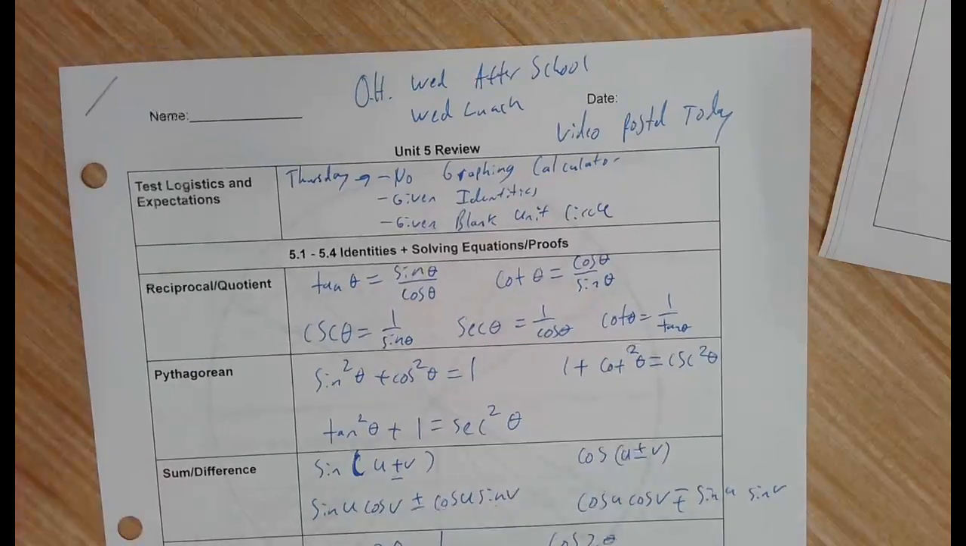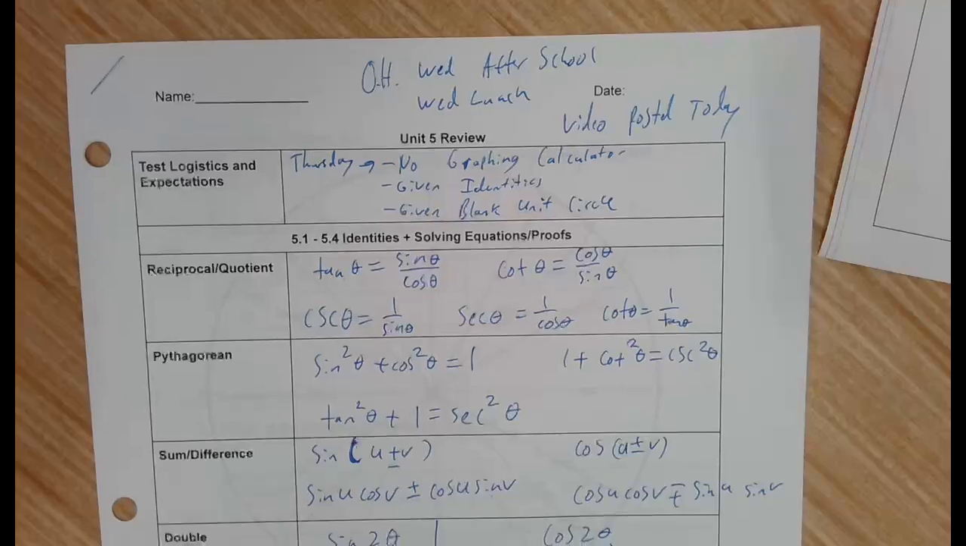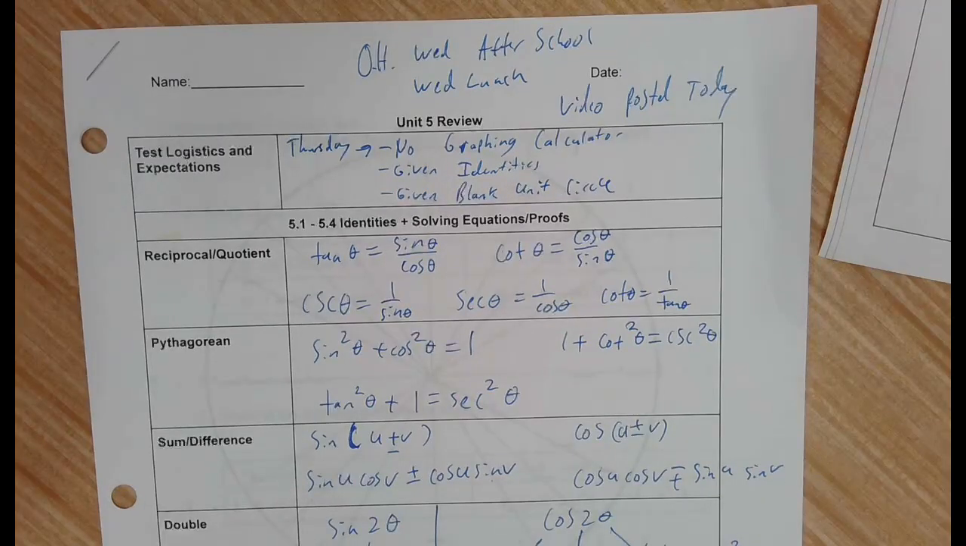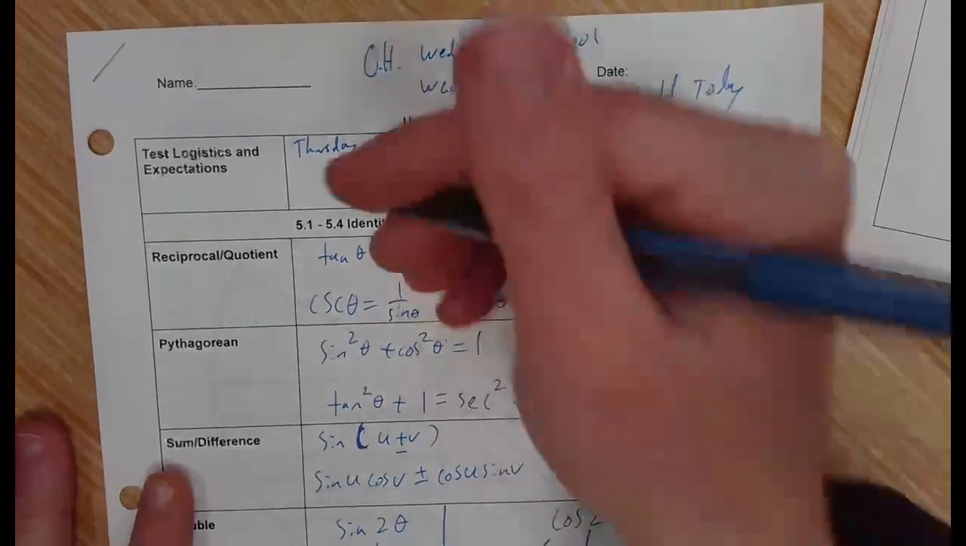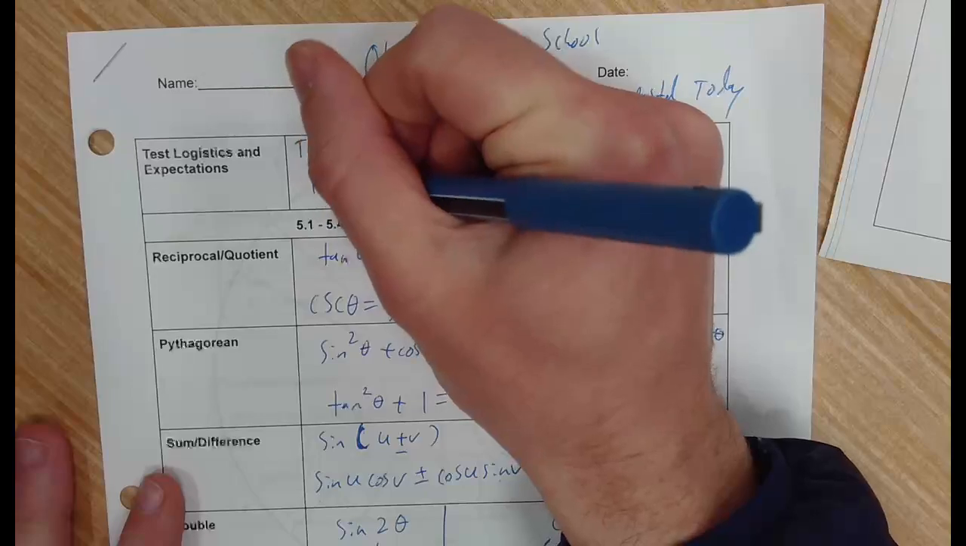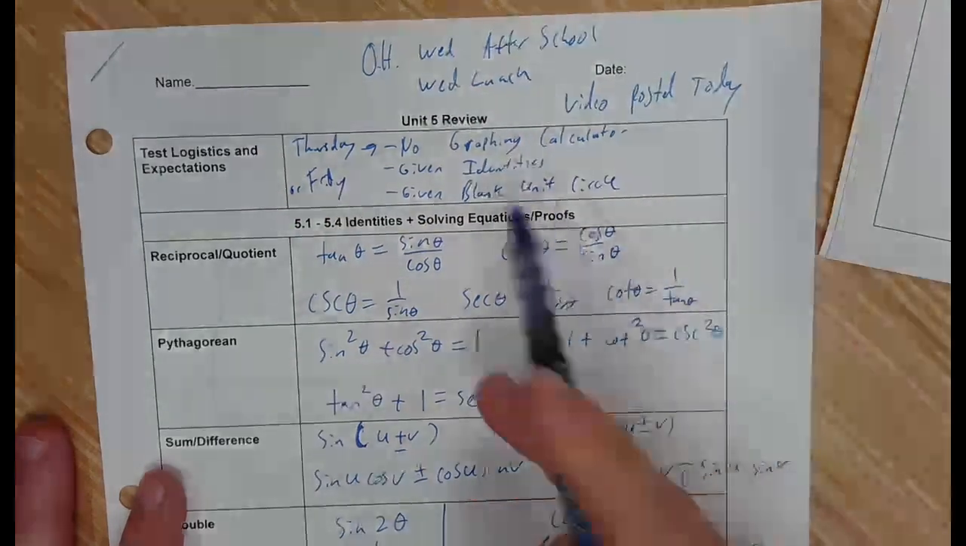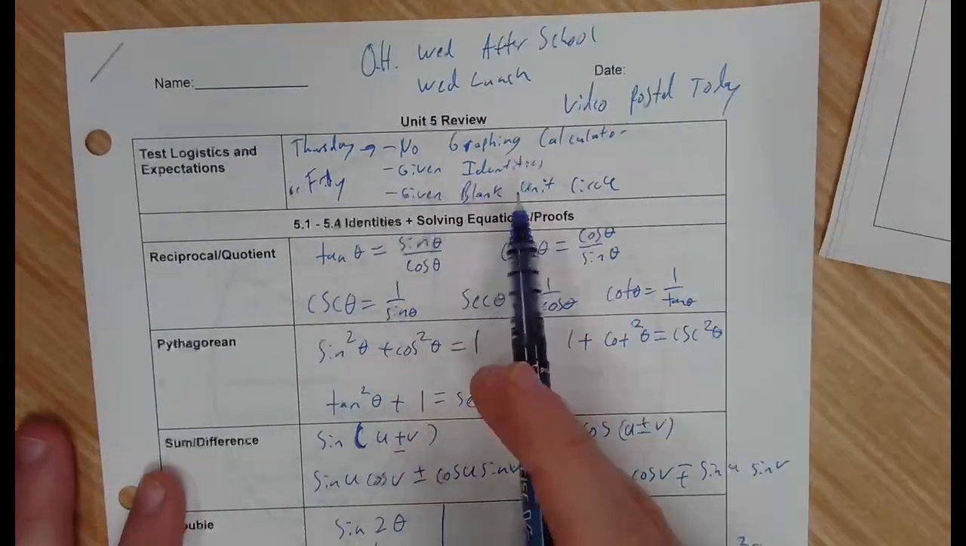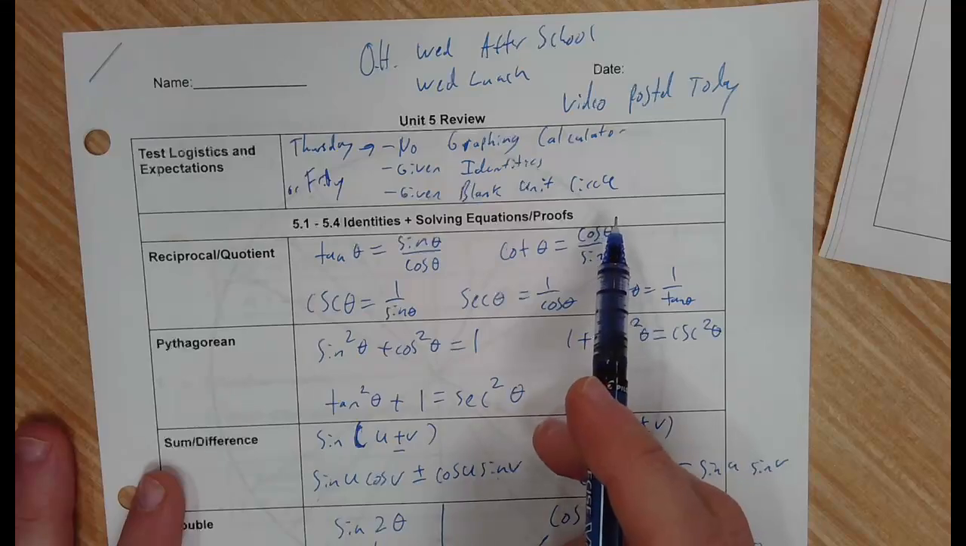So, reminder, office hours Wednesday, lunch and after school. Your test is Thursday or Friday, depending on your period. You will have no graphing calculator. You will be given the identities, and you'll be given a blank unit circle.